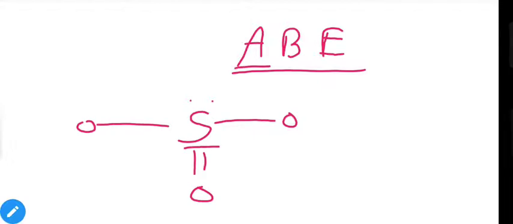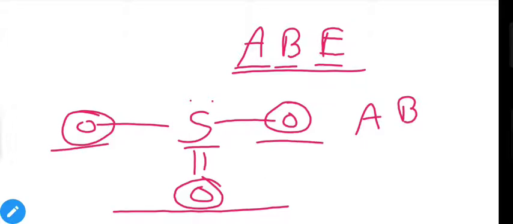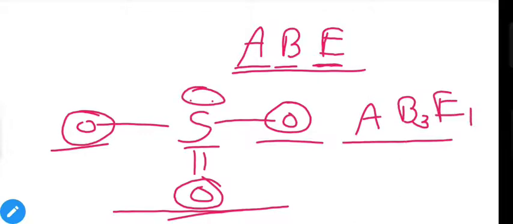That means in this case our sulfur is the central atom. B will be atoms present around the central atom. So we have a total of 3 oxygens, and E will be non-bonding electron pairs. So that means for sulfur we have one central atom, we have 3 atoms or particles around it, and we have one non-bonding electron pair here. So the common formula will be AB3E1.